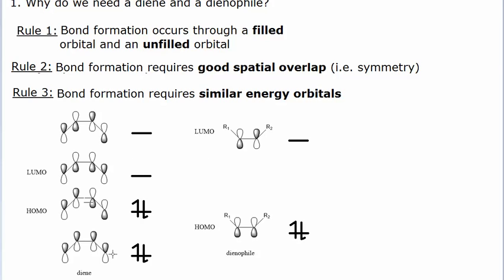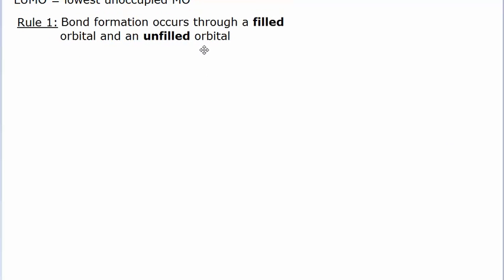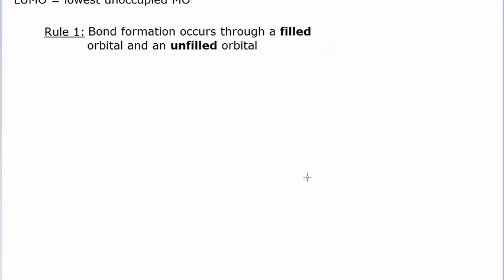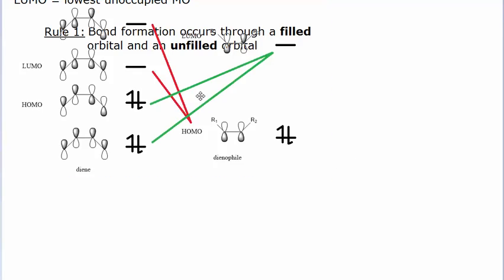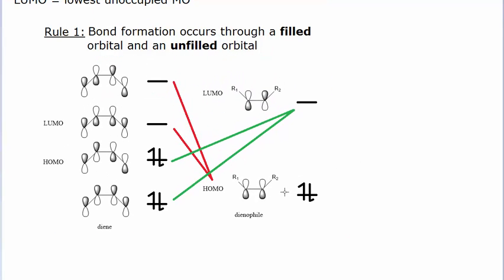We want to form a bond or bonds between the diene and the dienophile. We have a few requirements, and those are going to be these requirements. So in the context of our system, if we say we're looking at Rule 1, again, Rule 1 says if you want to make a bond, you need bond formation between a filled orbital and an unfilled orbital. Well, when we're looking at our diene and our dienophile, the filled orbitals are over here and the unfilled orbitals over here, and we want a bond between the diene and dienophile.